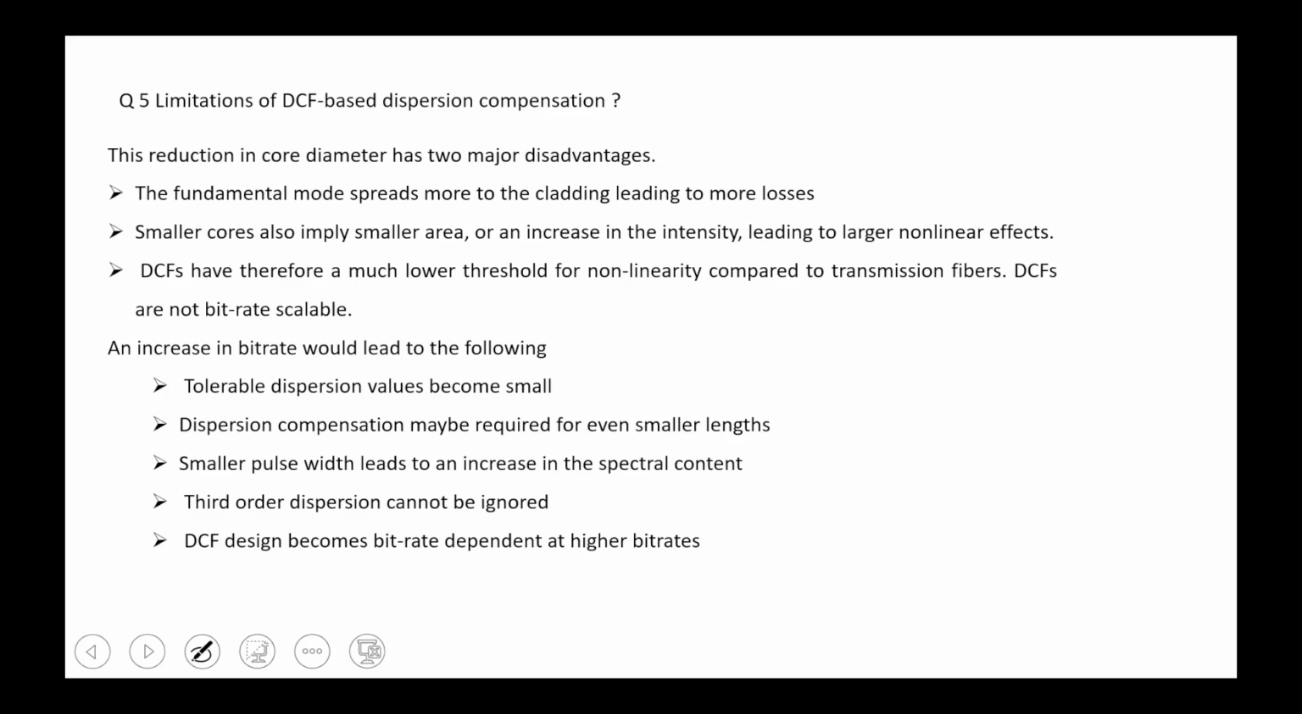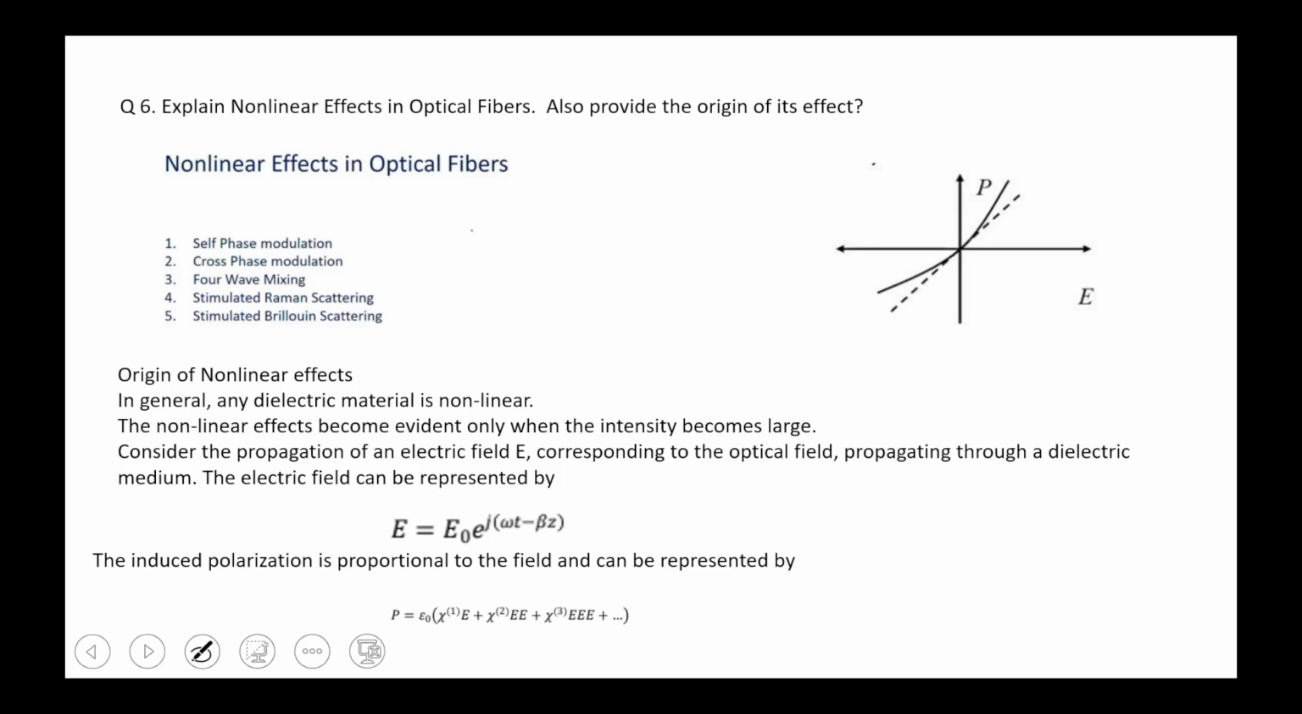Third order dispersion cannot be ignored. So this is the limitation of the dispersion compensation factor we use to minimize dispersion in the fiber. But if we use this dispersion compensation, this will be the effect on the link design. We have to consider this effect also.